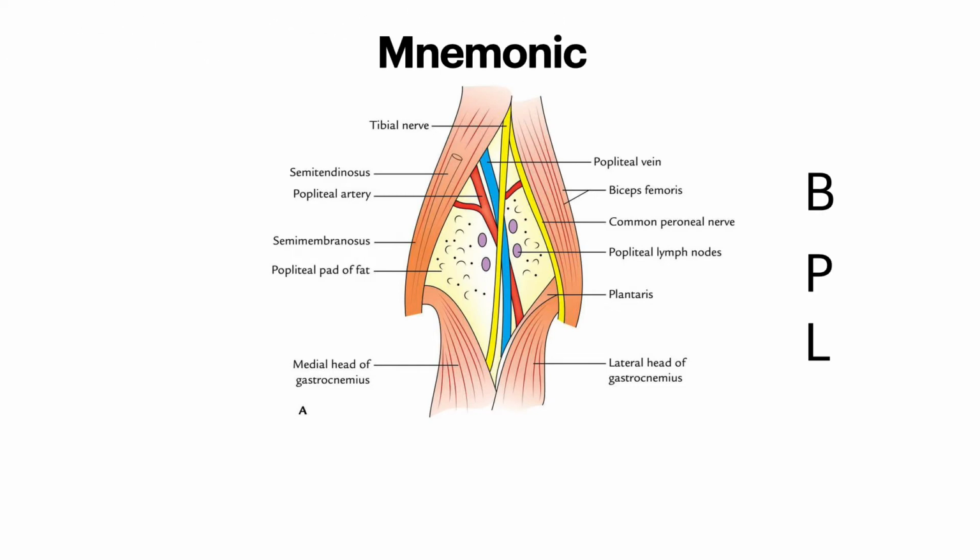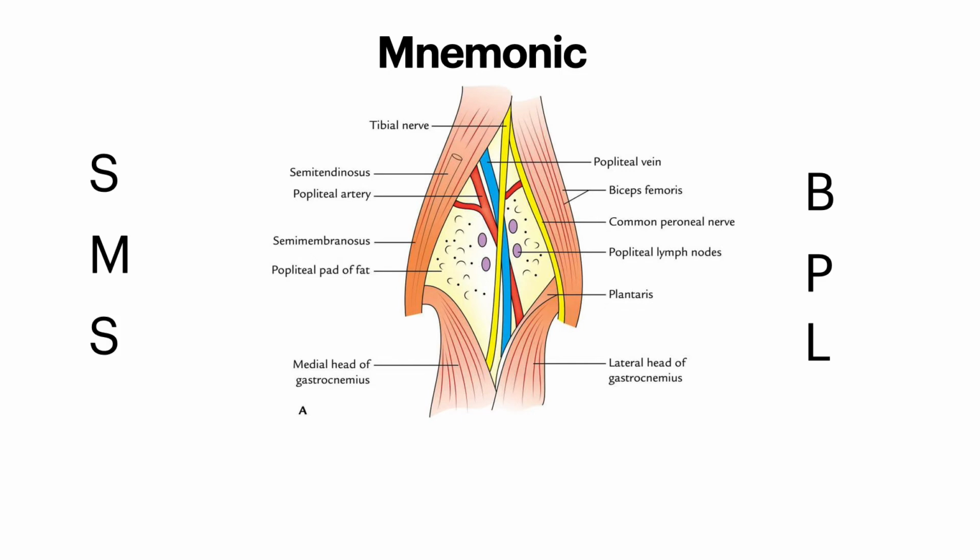Mnemonic for lateral side is BPL. Here B represents biceps femoris, which forms superior lateral boundary of popliteal fossa, and P and L form inferior lateral boundary of popliteal fossa. Here P stands for plantaris and L stands for lateral head of gastrocnemius.